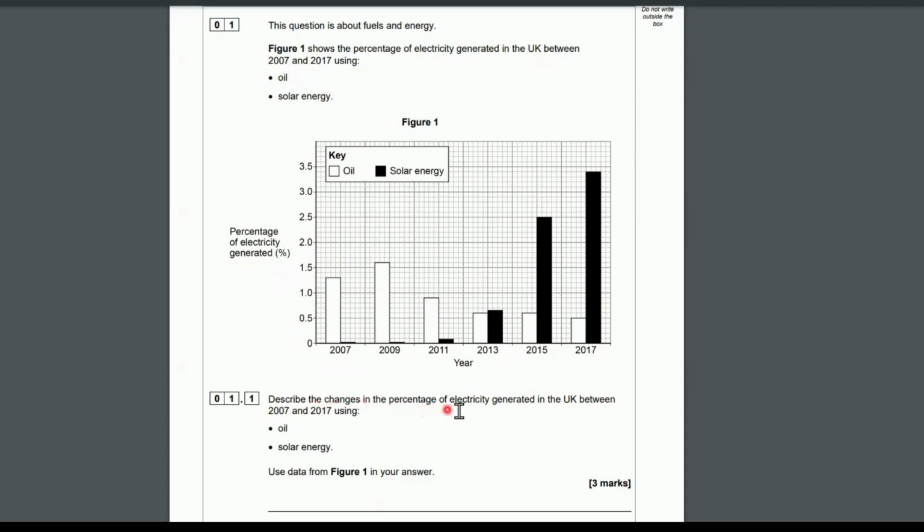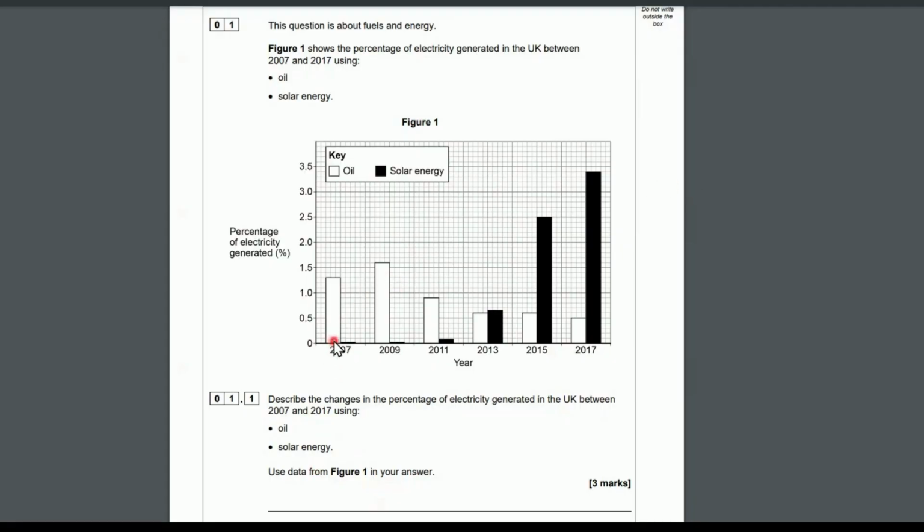Describe the changes in the percentage of electricity generated in the UK between 2007 and 2017 using both oil and solar energy. It specifically tells us to use data from figure one in your answer, which means when you make your description, back it up with some numbers, because that's the only way you're going to get all the marks. Now, the fact that this is a describe question means you don't need to explain any science. You don't need to talk about solar energy being renewable, or light energy being converted into chemical energy. It is purely a look at the graph, describe what you see, and back it up with numbers. So let's have a go.